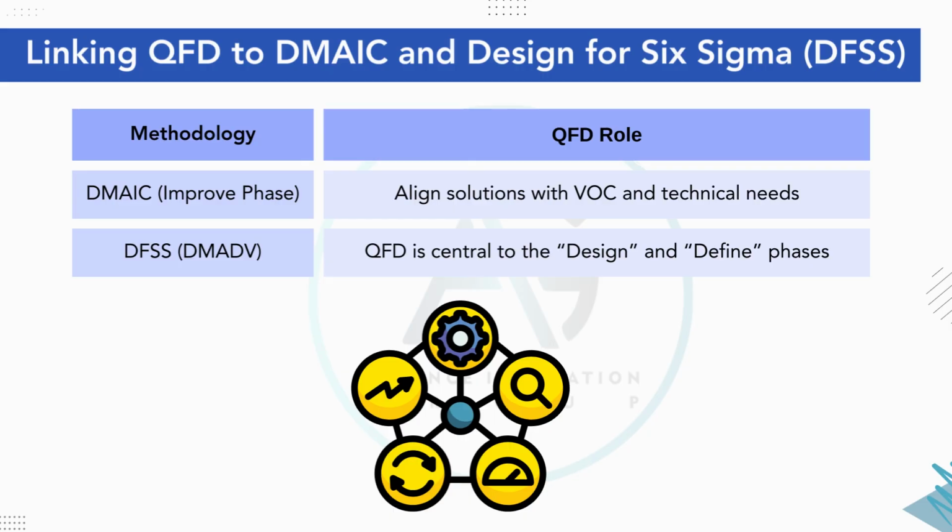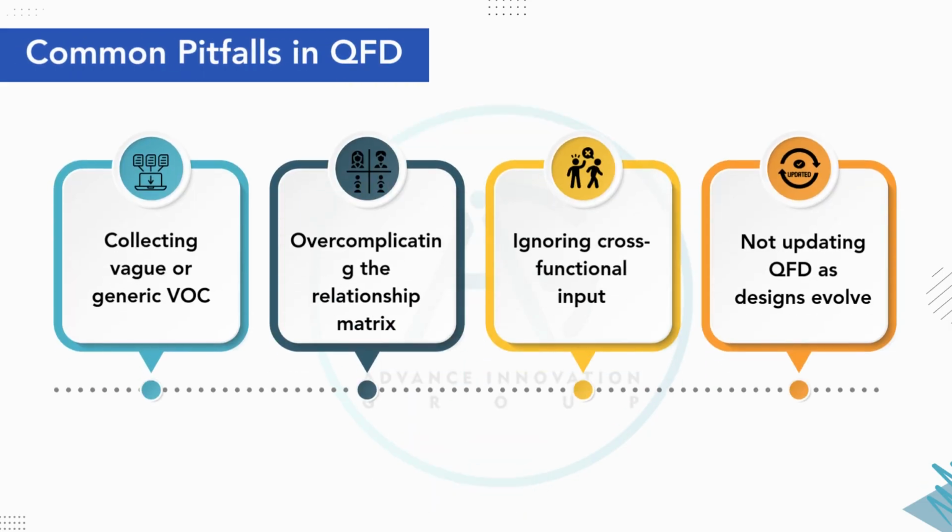This slide highlights the most frequent mistakes teams make when using QFD. 1. Collecting vague or generic VOC. If the voice of customer data is too broad or unclear, it leads to misaligned product or service features. Always aim for specific, actionable feedback. 2. Overcomplicating the relationship matrix. Making the matrix too complex can confuse stakeholders. Keep it clear and focused on meaningful relationships.